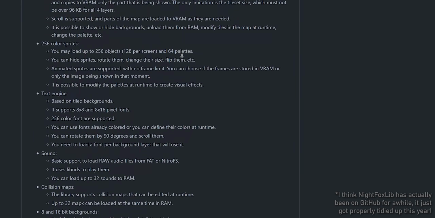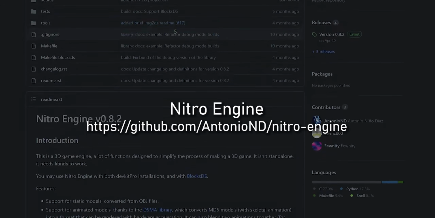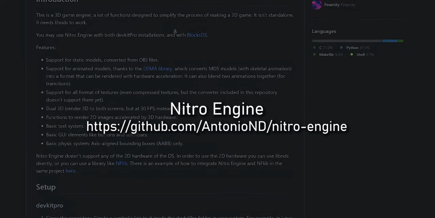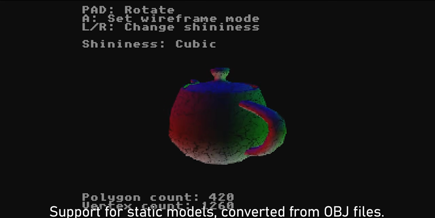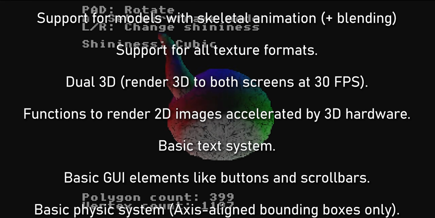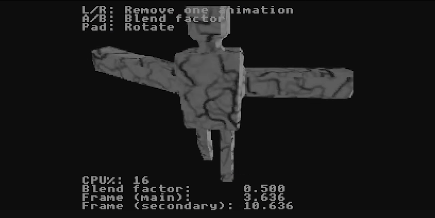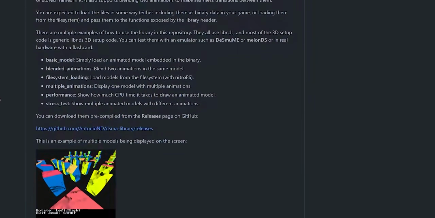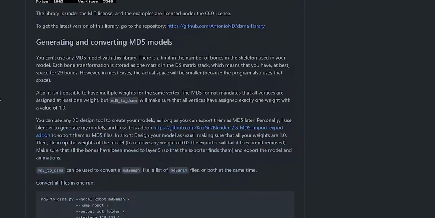And that's not all. This is when I stumbled across Nitro Engine by Antonio ND, a library that enabled full 3D graphics support, including the loading and manipulation of both static as well as animated models through a bespoke format. With the stars aligning, I seized upon the meme potential and began work.